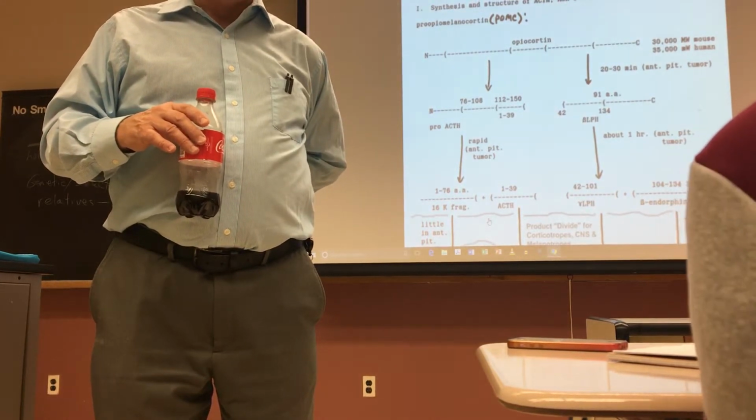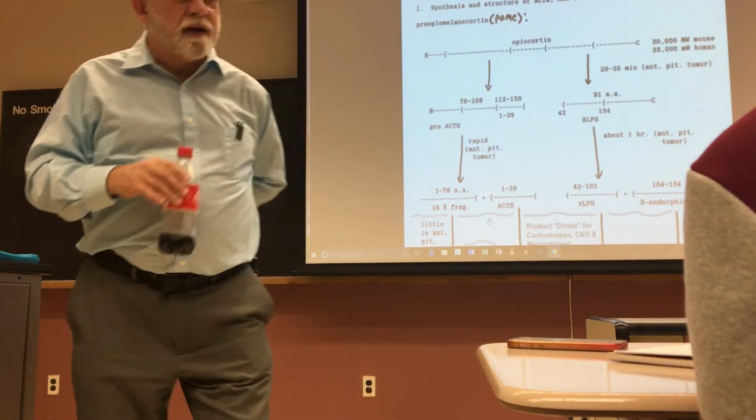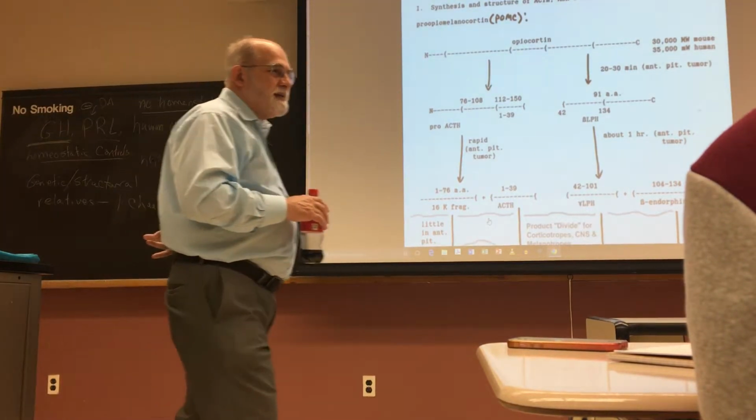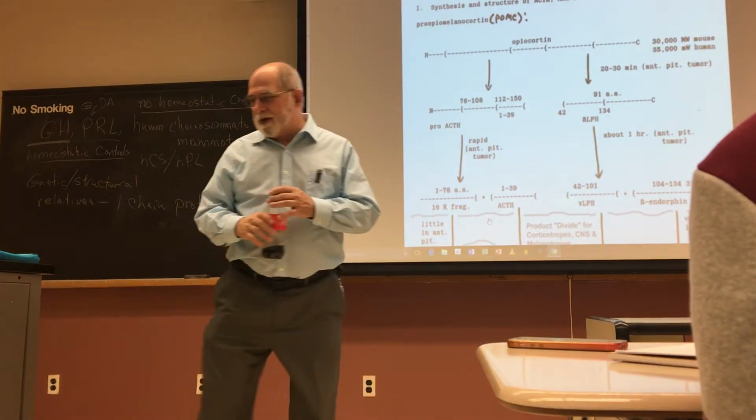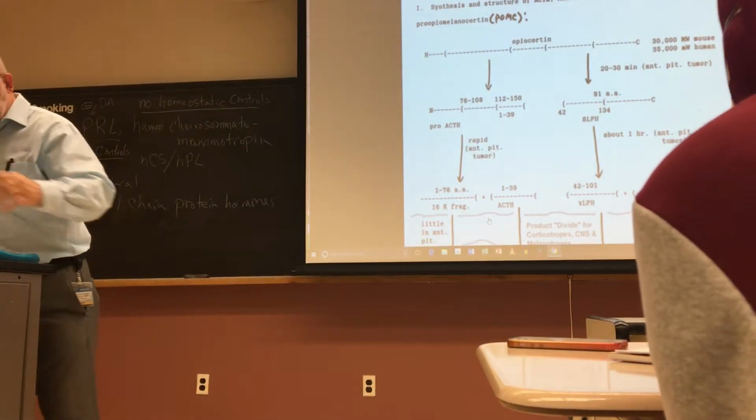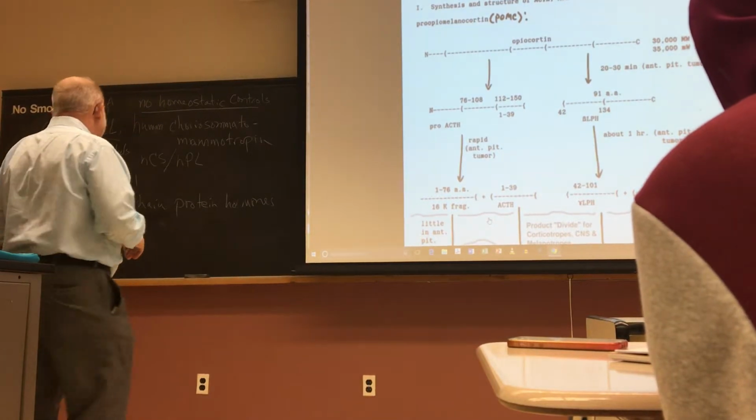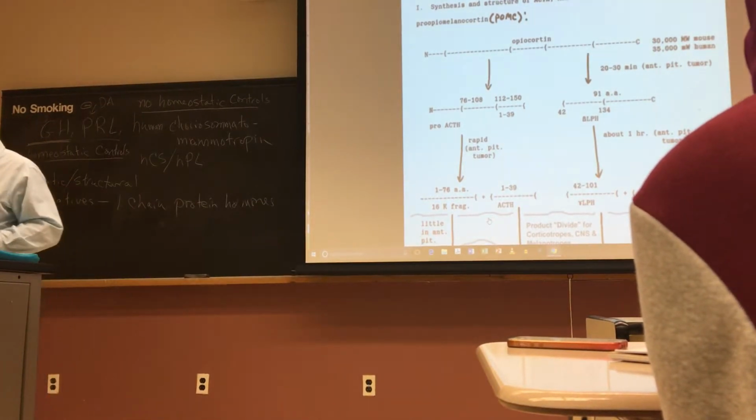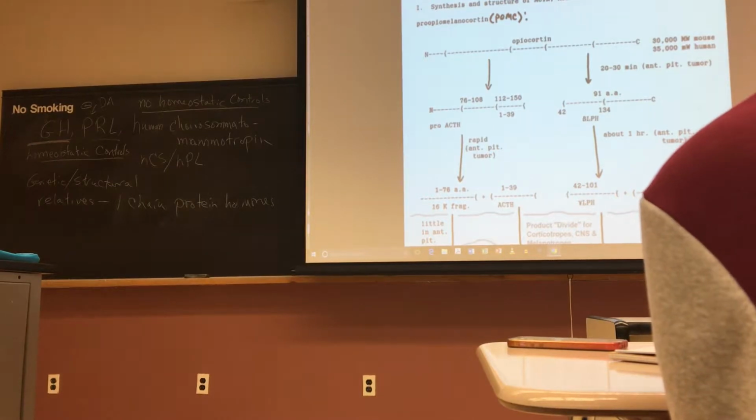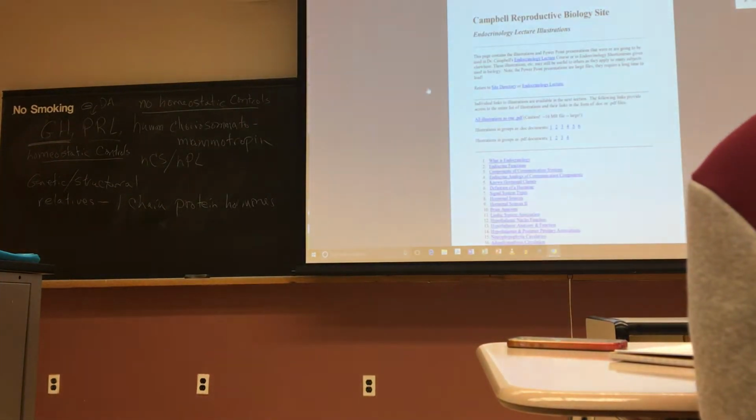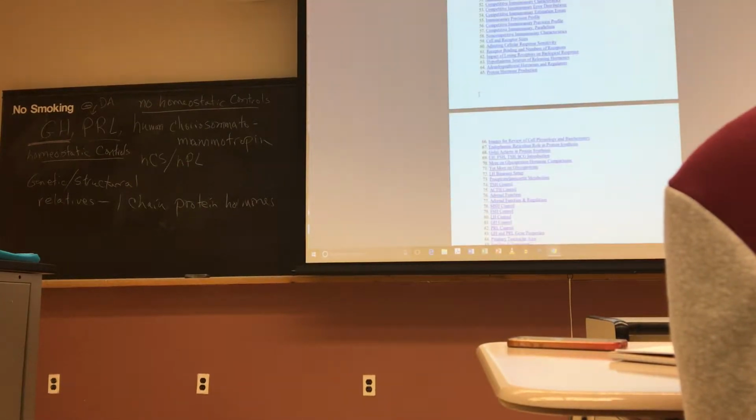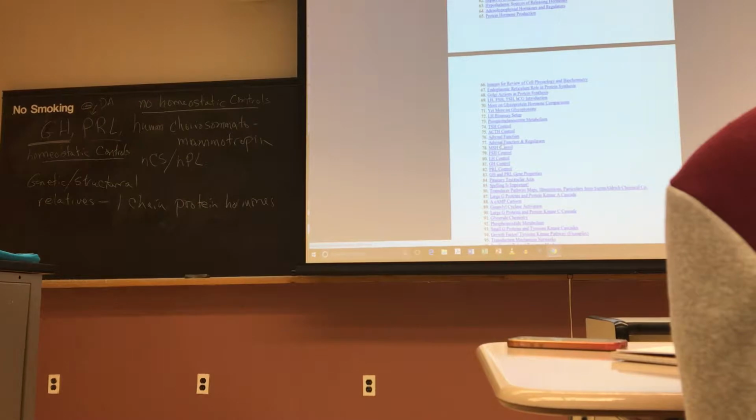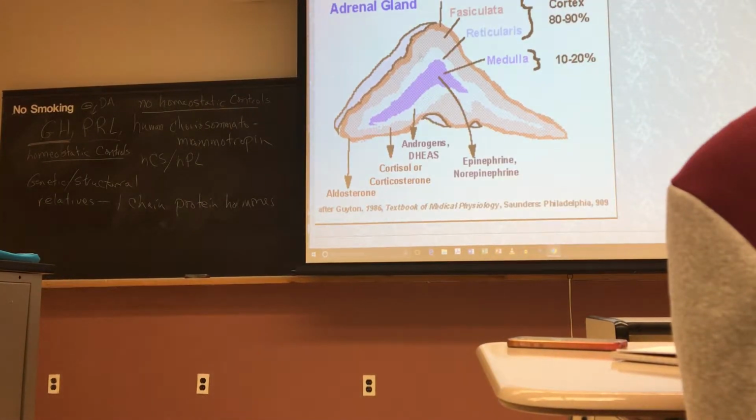It's called the glomerular layer, or the glomerulus. Yeah, it's the outermost layer of the adrenal cortex. Okay. Actually, let me do something here. Okay. Here's the adrenal gland.